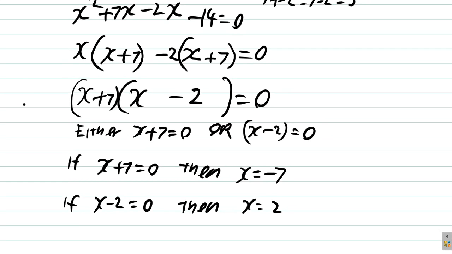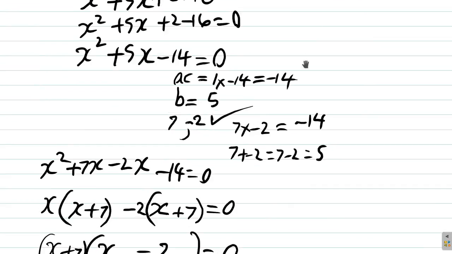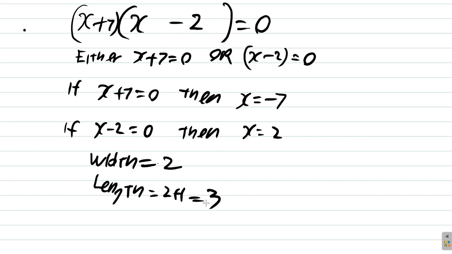So here, the width is x and the length is x plus 1. So the width is x, which is 2, and the length is x plus 1, which is 2 plus 1, which is 3.